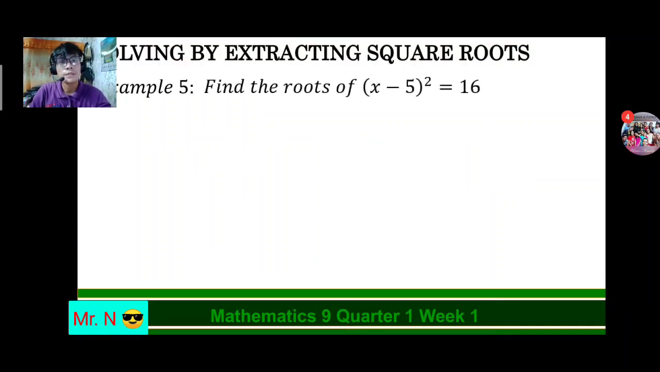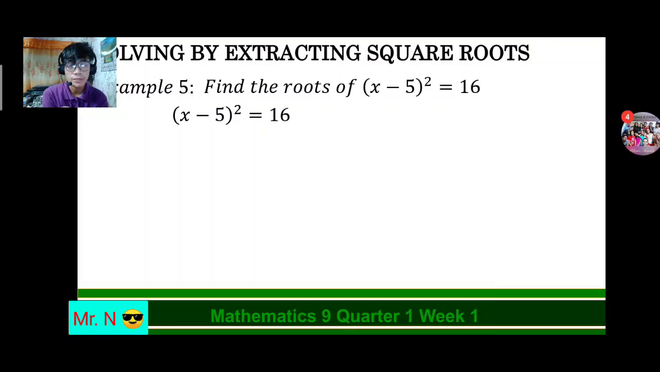Now let's have example number 5. Find the roots of quantity x minus 5 raised to 2 is equals to 16. We have the given equation, quantity x minus 5 squared is equals to 16. Let's check, no?